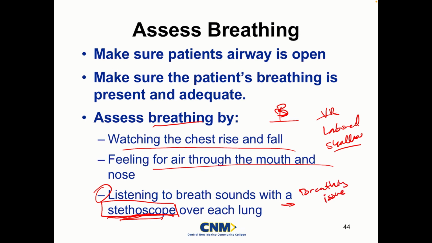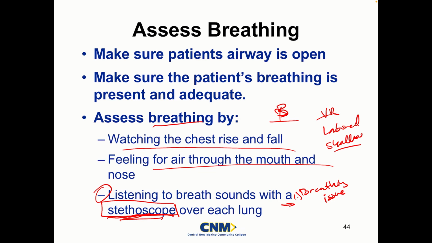That could be an abnormal sound you heard from across the room. Could be they're working really hard to breathe. Could be their ventilatory rate is too fast or too slow, too shallow. Whatever that stuff is, if it's abnormal, I'm going to want to listen to lung sounds pretty quickly. And I do that in my primary. So I say, okay, what's the ventilatory rate? There's a problem here. I want to listen to my lung sounds right now.